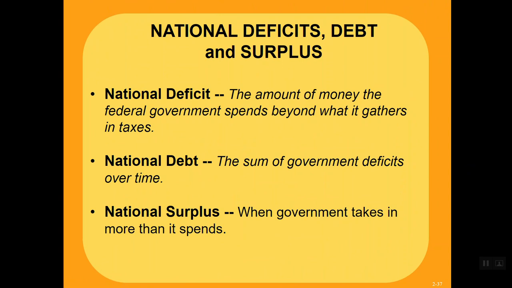Some other areas that we look to when trying to define how well an economy is functioning: the national deficit, which is how much money the government spends beyond what it collects in taxes; national debt, which is the total of the government deficits over time; or a national surplus, when the government takes in more than it spends. Very rare occurrence. We certainly, in the United States, have a national debt, which is a sum of all of the deficits that have occurred over time.